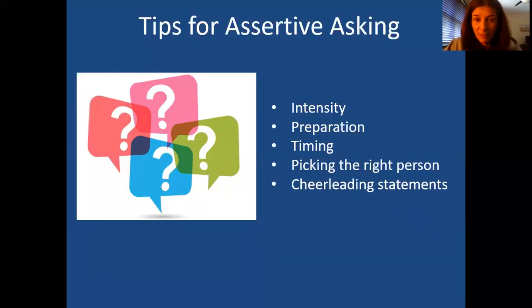All right, so we talked about intensity. Preparation, so if you need to explain something in the process of making your request, or you want to prepare for what the person might say to you, or if they're going to deflect in some way, try to prepare in advance. Try to rehearse it if you need to. Write down some evidence of what you want to say if you need to. Build your case. Okay, so that could help the process.